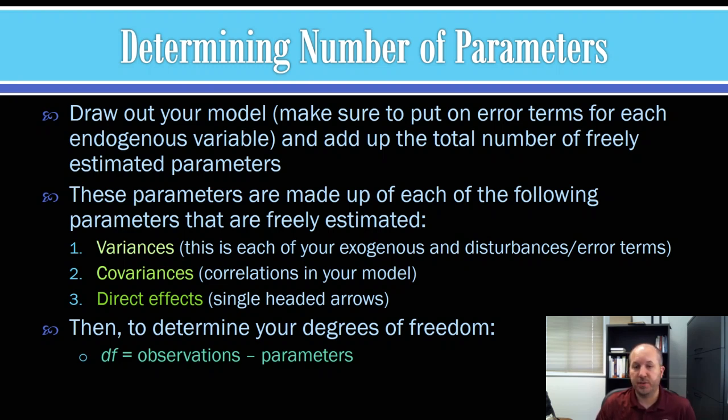And then you just do observations minus parameters. So if you had 10 parameters with 5 variables, you do 15 minus 10 equals 5. You have 5 degrees of freedom. So we're going to go through a number of examples here on the next few slides to show you exactly how this works.